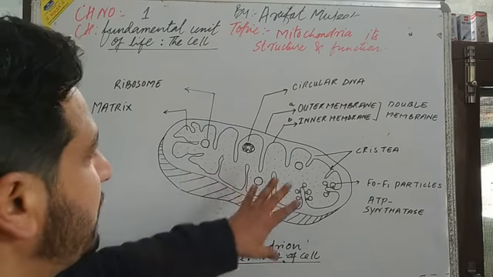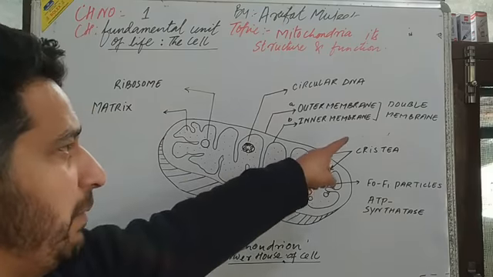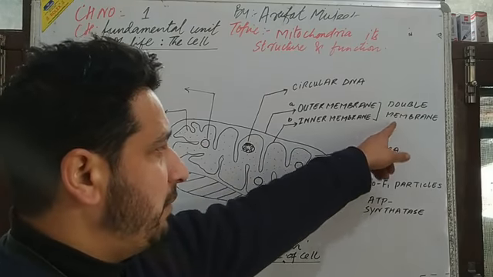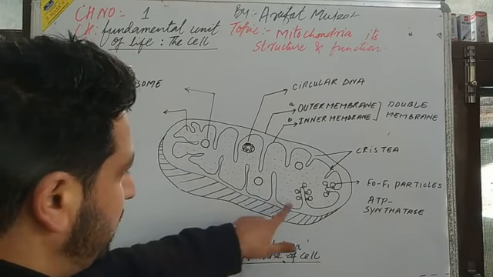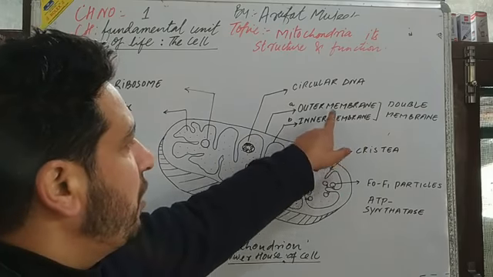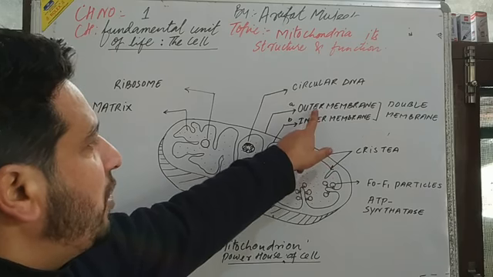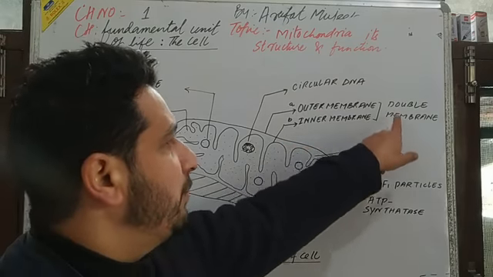Now the structure. I sketch out the structure of the mitochondria here. Mitochondria is a double membranous organelle. It has an outer membrane and it has an inner membrane. Collectively, जो outer membrane and inner membrane है, therefore it is a double membrane.